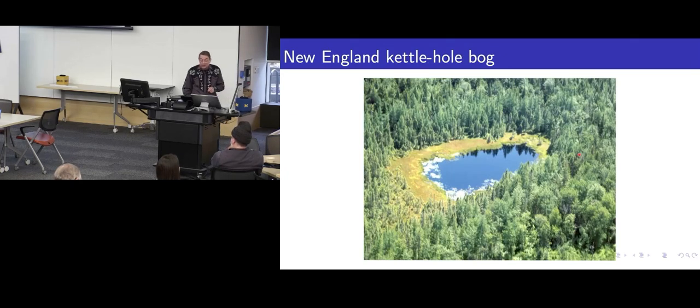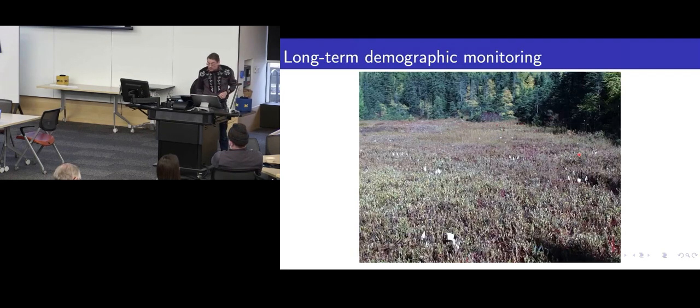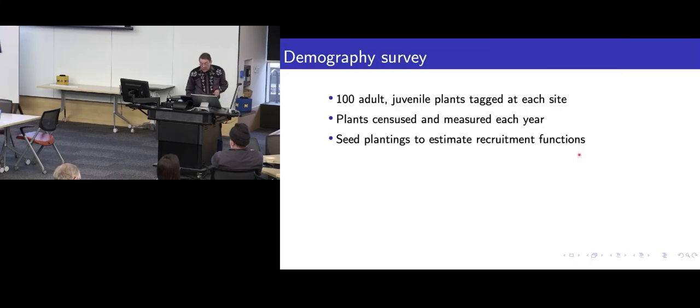It's a typical New England kettle hole bog that was scoured out by glaciers. You've got a floating mat of sphagnum. That's the habitat for Sarracenia in this corner of the world. And you've got a black spruce larch forest surrounding the area. So we have long-term plots where we have monitored plants.